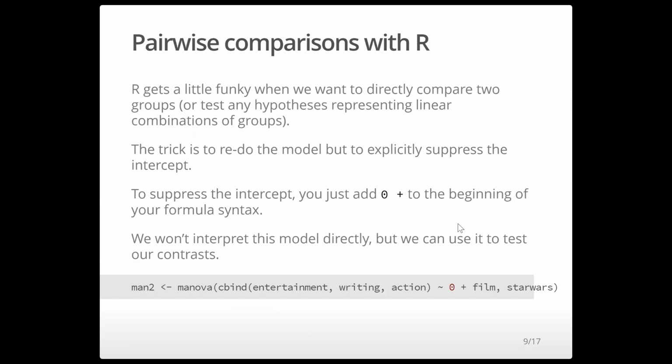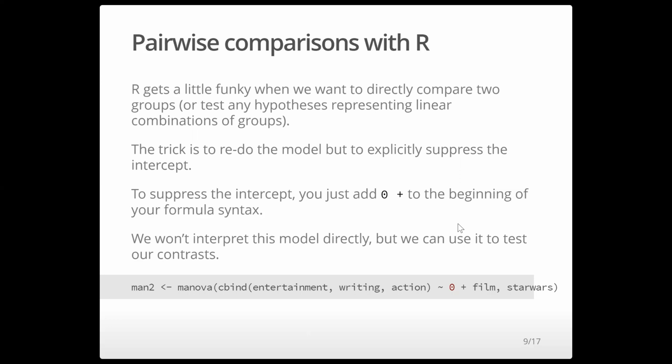So one thing is that R gets a little funky or does some weird stuff. It's a little bit different than some other software when we want to directly compare 2 groups. And it took me a little while to figure out how to do this in R. I knew how to do it, learned how to do it in SAS before, but to figure out the automatic way to get these contrasts was a little bit roundabout.